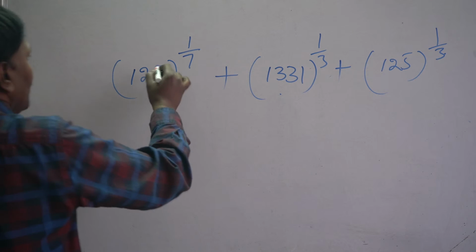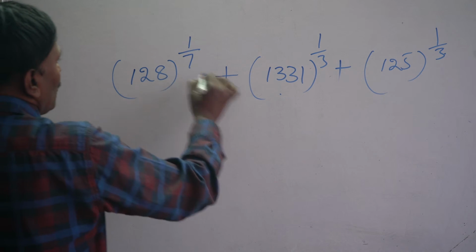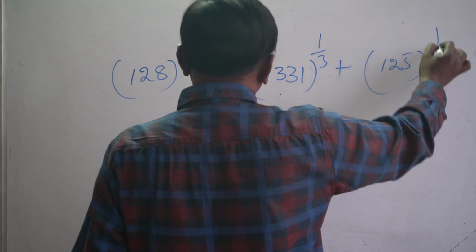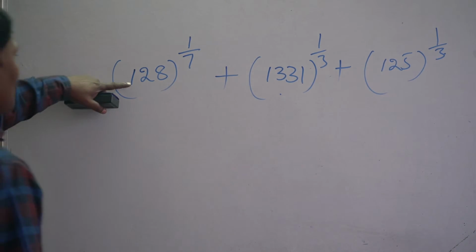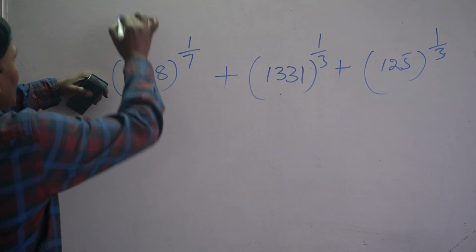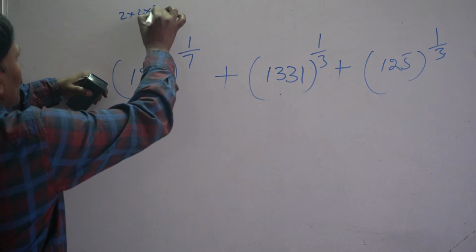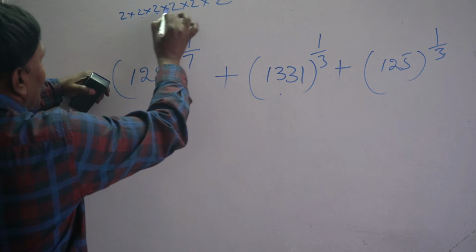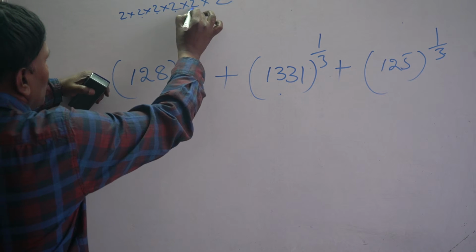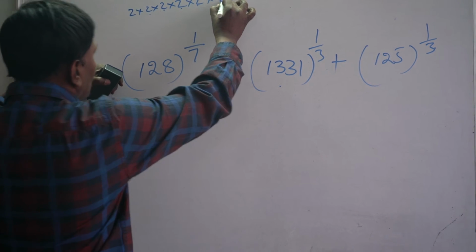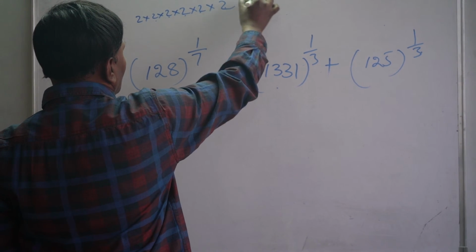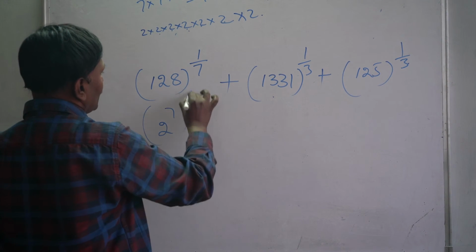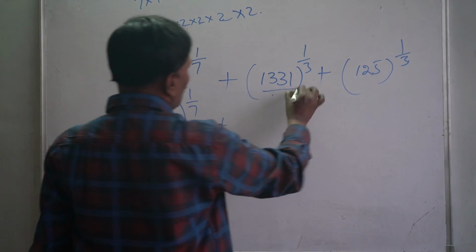See, this is 128 to the power of 1 by 7, 1331 to the power of 1 by 3, 125 to the power of 1 by 3. See, this is how we can write it. See, 2 into 2 into 2 into 2, 2 2s are 4, 2 8s are 16, 16 2s are 32, 32 2s are 64, into 2. So this can be written as 2 to the power of 7 to the power of 1 by 7.